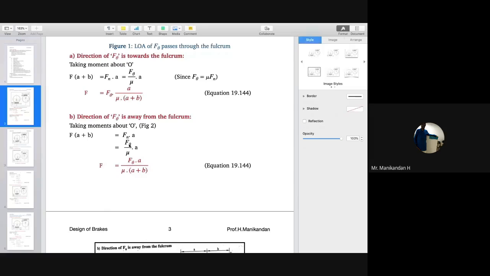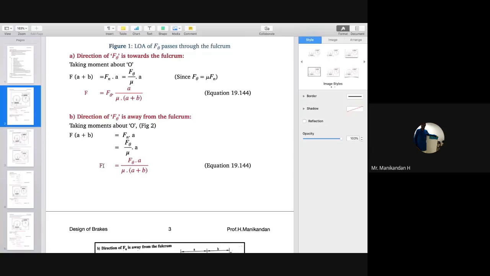That is why the C term is not involved in these two cases. The distance C is not involved because C is 0 here. Again calculating Fn equals F theta by mu, we get the applied force equal to F theta A by mu into A plus B. So we get the same equation. It is the same whether the tangential force is towards the fulcrum or away from the fulcrum. If the line of action of the tangential force is acting along the pin, the formula is not changing, and the applied force is going to be the same.